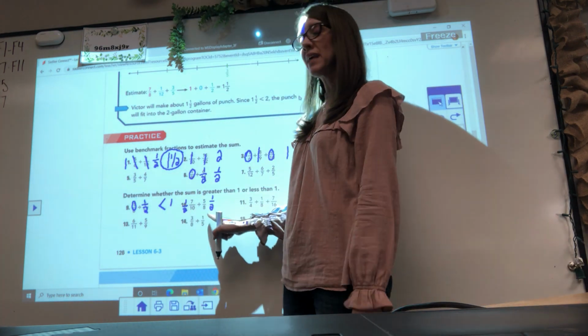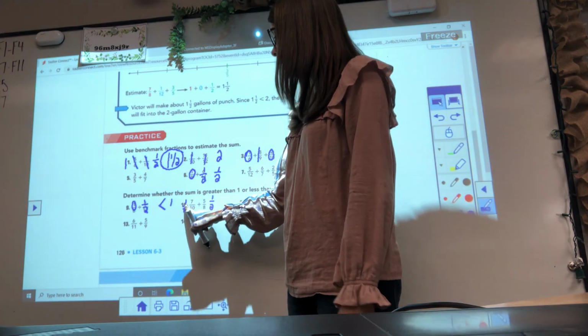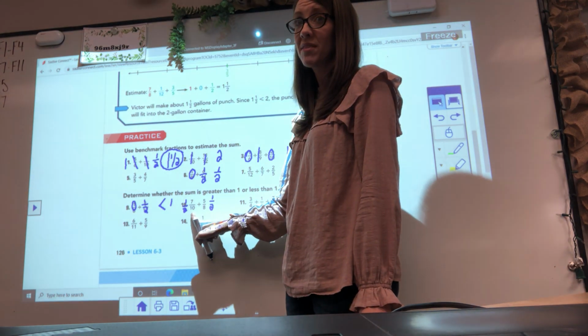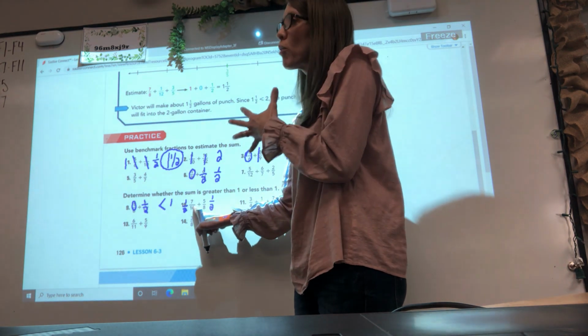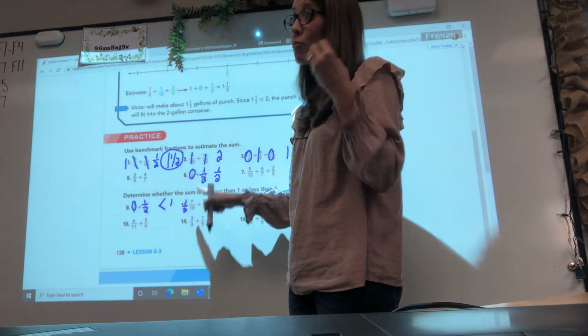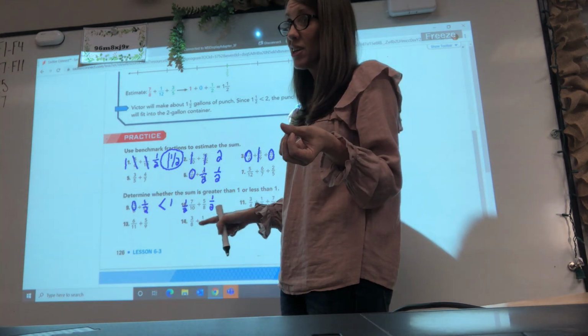You have a half plus a half, which equals a whole. It's saying, is it going to be greater than or less than? Well, look at this. This is a little bit more than a half, and this is what? A little bit more than a half. So actually, our real answer is going to be a little bit more than 1. Do you understand that?